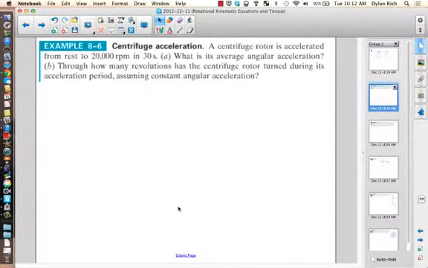So, centrifuge rotor. You know what a centrifuge is? Yeah, it's something that spins things. Why do they spin? To make the parts separate. Yes. So it's kind of like putting oil and water together. What happens to them? Oil goes to the top, water sinks down to the bottom.